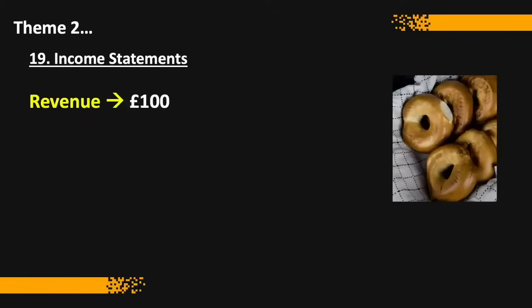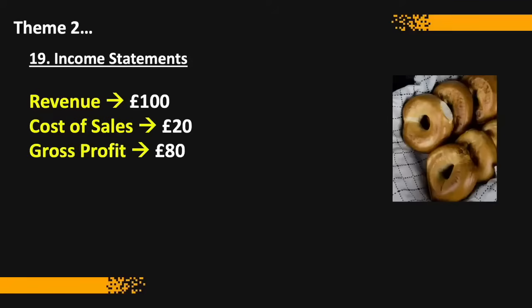Well, you've got revenue of £100. That's always at the top of the income statement. The next thing in the income statement is cost of sales. That's the direct costs involved. So if we're talking about a bagel business, direct costs will be the dough. If it's a salt beef bagel, the salt, the beef. That's £20. That's a direct cost.